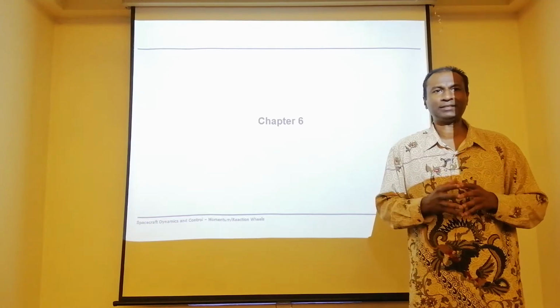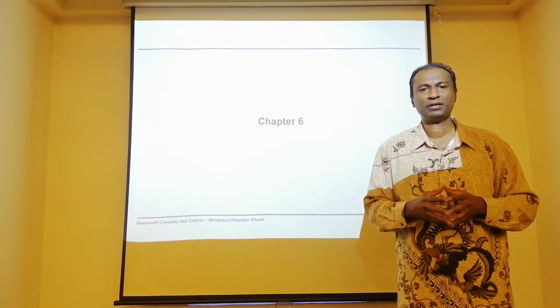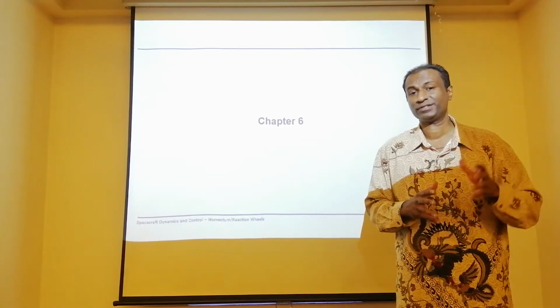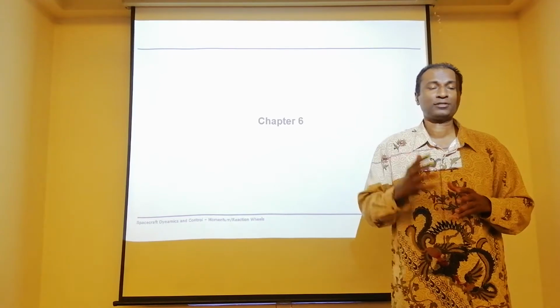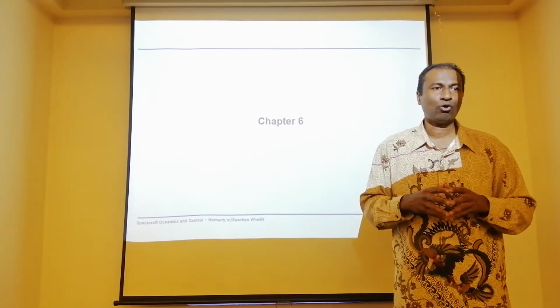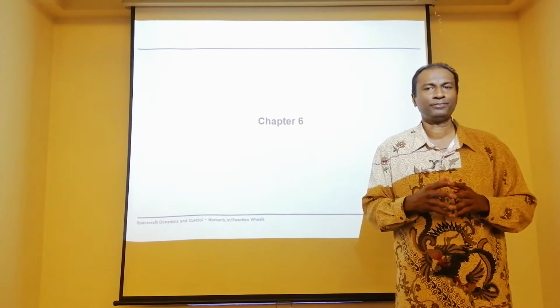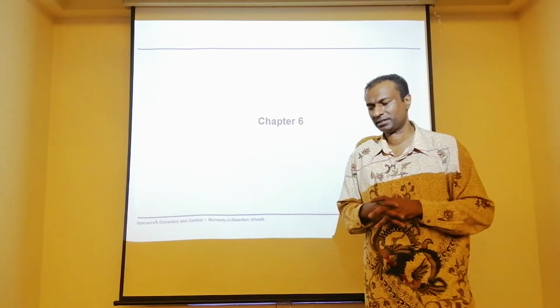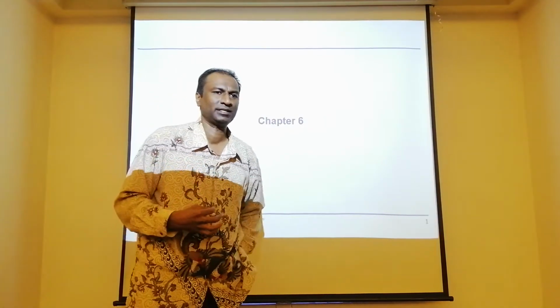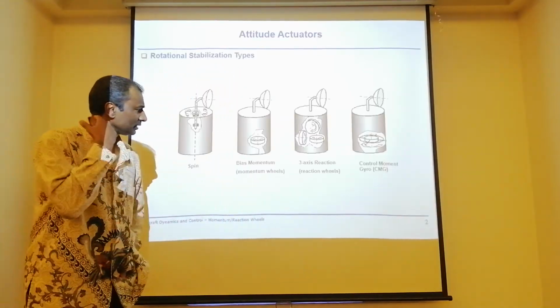So there is another actuator which we also discussed in one of the first chapters. In the list of actuators, it is the momentum or reaction wheel. So we will see what this device is and how it can help us to control the satellite. Okay, go on. All right.